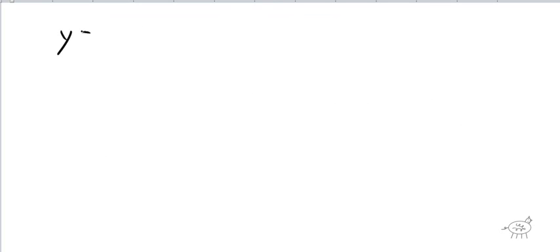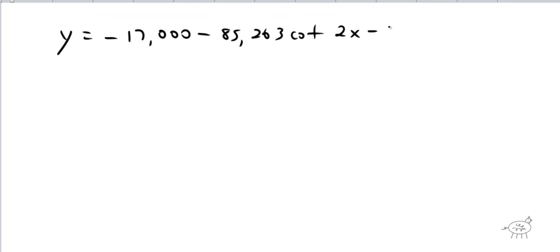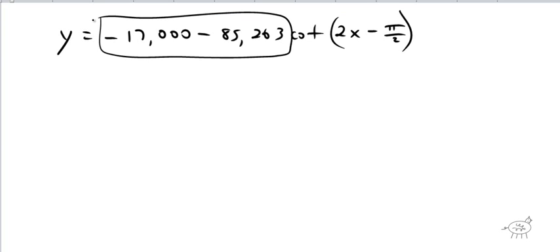It's pretty easy. So how difficult is it to do for cotangent? Same thing. y equals, let's see, negative 17,000 minus 85,263 cotangent of 2x minus pi over 2. Okay, once again, this doesn't matter, right? Your vertical shift and your value of a doesn't matter, so I'm just going to do 2x minus pi over 2. That's between, now it's between 0 and pi, right?